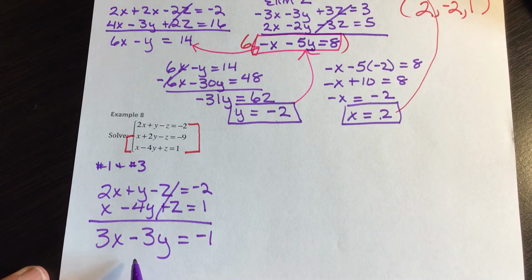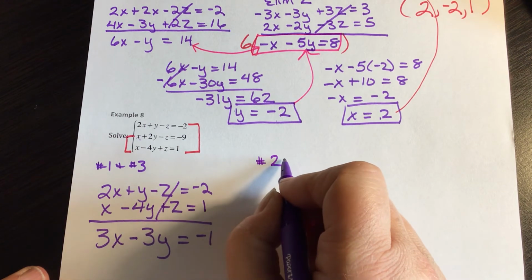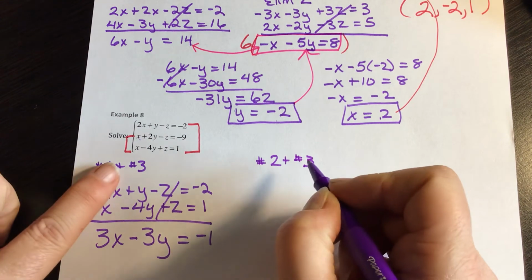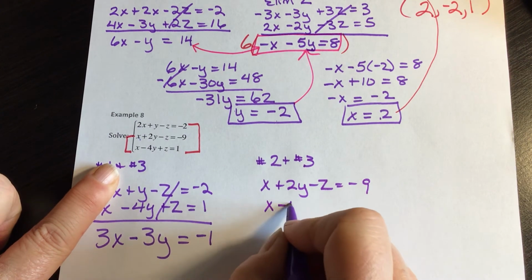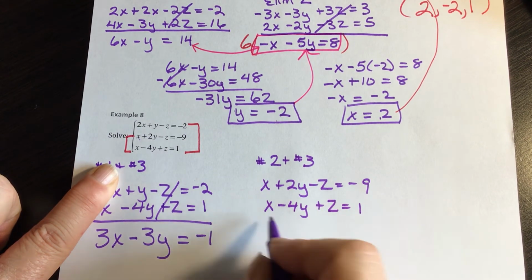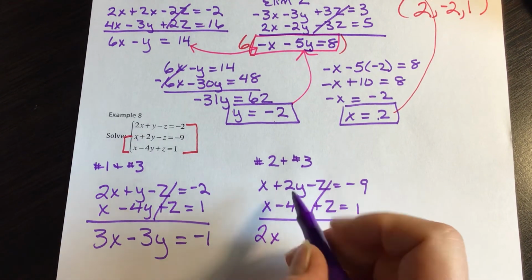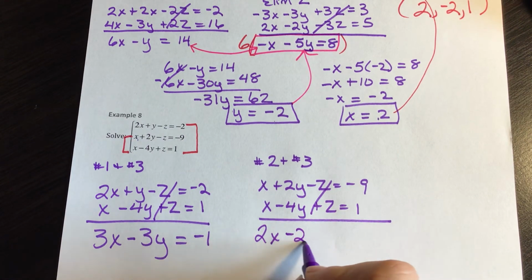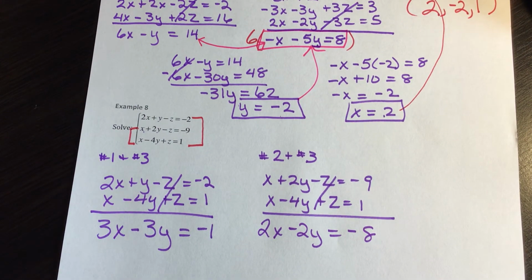So there's one equation. Now if I go to numbers 2 and 3 and add them together, the z's again will cancel. This gives me 2x, and this would be minus 2y, and this would be negative 8. All right, so now I have these two equations, and now I have a system of equations with two variables.